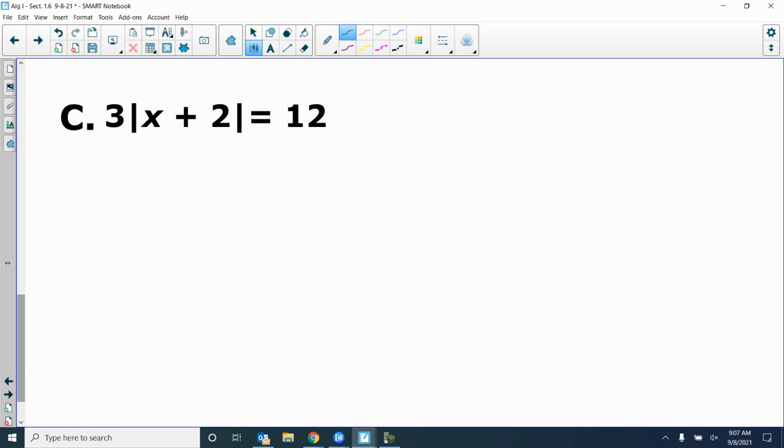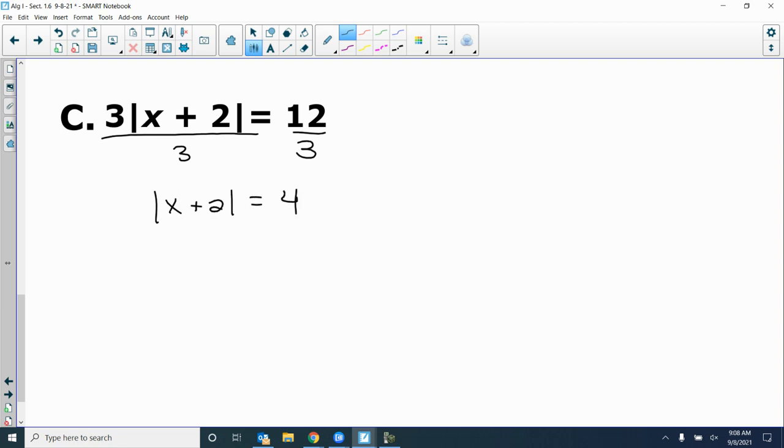All right, C. Okay. All right, a little bit different. We got to be able to handle this. How do I get the absolute value by itself in this case here? Divide by 3 on each side. Yes, you would. Good, because this 3 is multiplying. There's no plus or minus in between there, unlike the other two. So the only way to do that is divide by 3. And so now I get the absolute value of x plus 2 equals 12 divided by 3 equals 4.